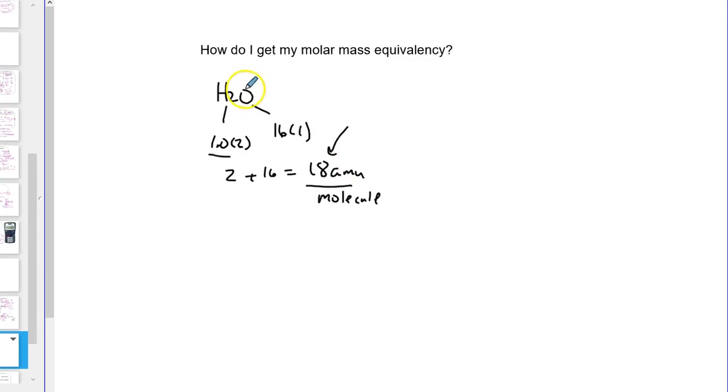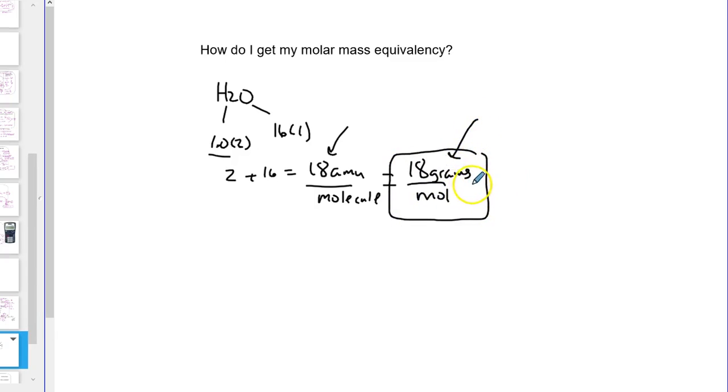16 of them came from the oxygen, 2 of them came from hydrogens. But that is equivalent to 18 grams per mole. Now, this is interesting because if you have 18 grams per mole, how much water do you have? How much mass or how many moles do you have? And the answer is none. You don't have anything yet. This is just a relationship.